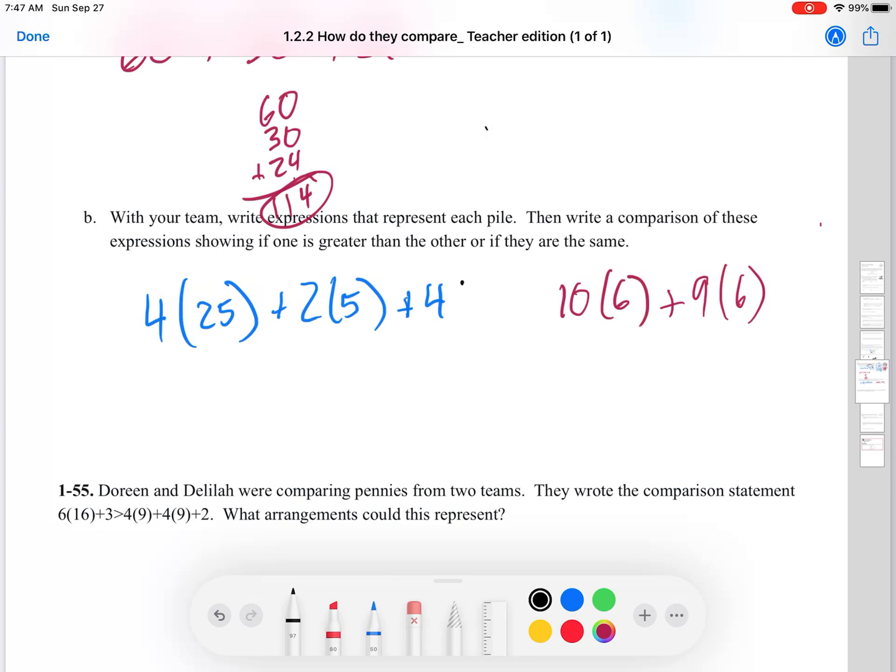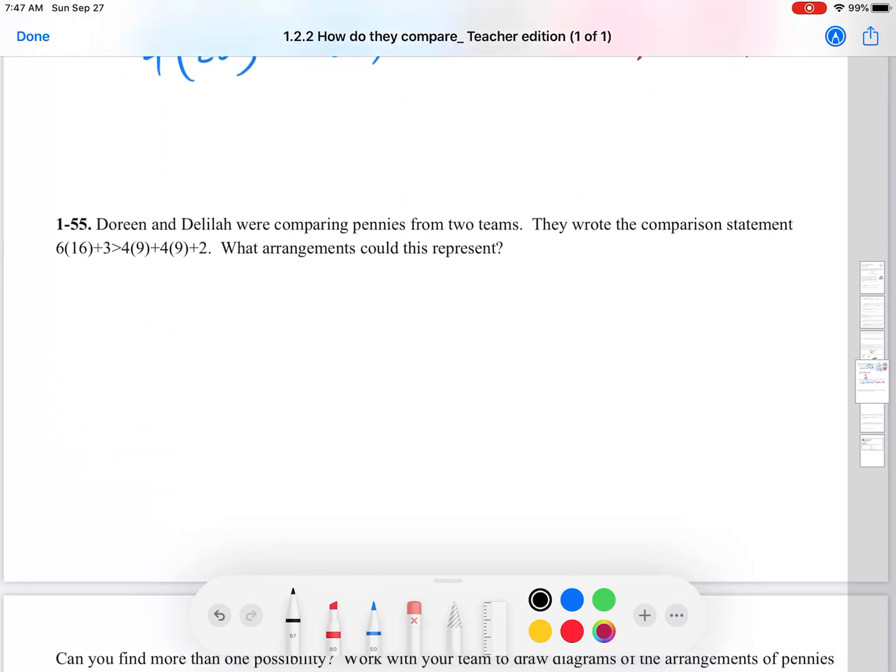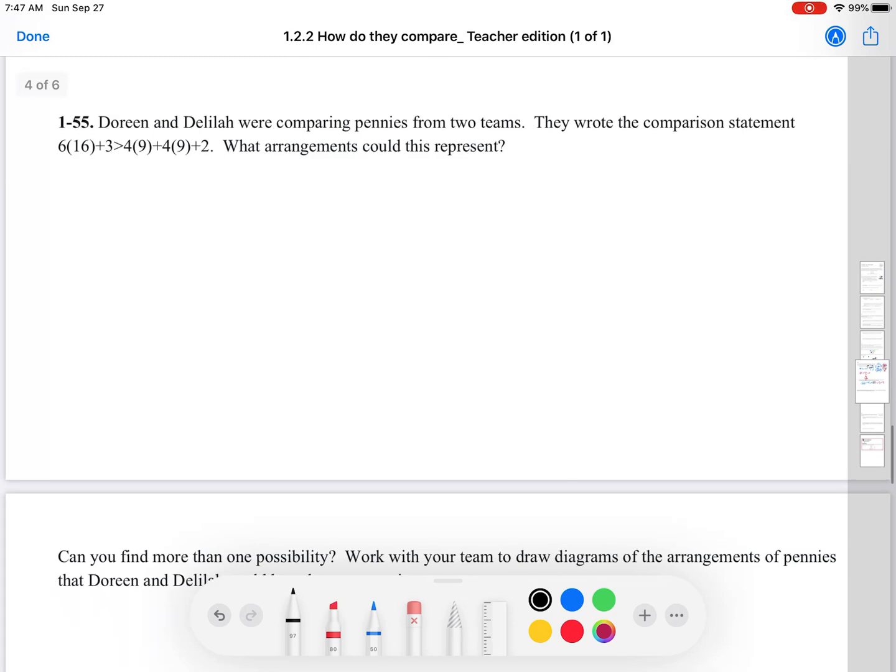In this case, I guess you could say that they are equal. I guess you could say there are 2 dots on each side, right? Equal. Okay. And now on to our last problem. Doreen and Delilah were comparing pennies from 2 teams. They wrote the comparison statement: 6 groups of 16 plus 3 is greater than 4 groups of 9 plus 4 groups of 9 plus 2. What arrangements could this represent?